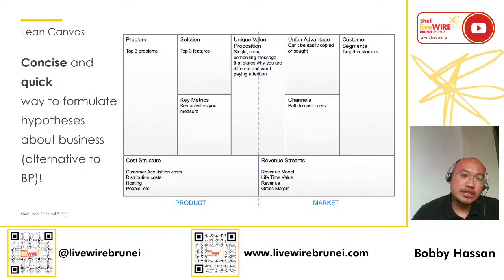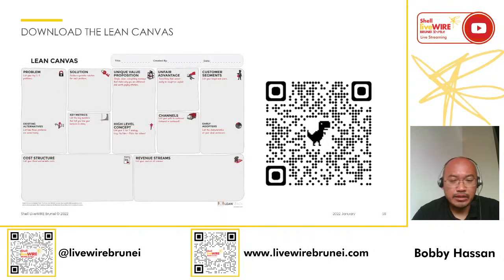Lean canvas is a concise and quick way to formulate hypotheses about your business. It is an alternative to a BP or business plan. This is the previous template that we used for the lean canvas, but if you search it up, there have been a few improvements. This is a slightly newer layout of the lean canvas.